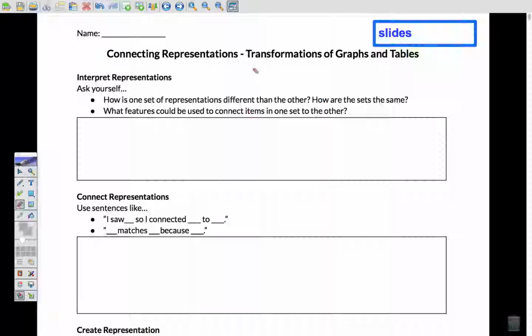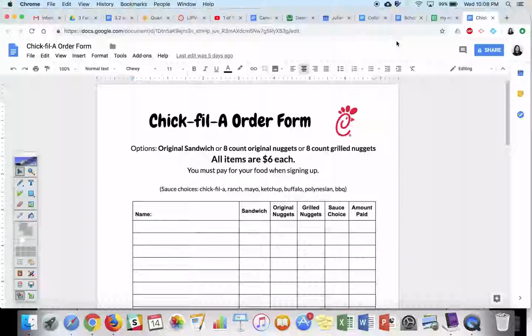Okay. So connecting representations. I have some slides that go with this.